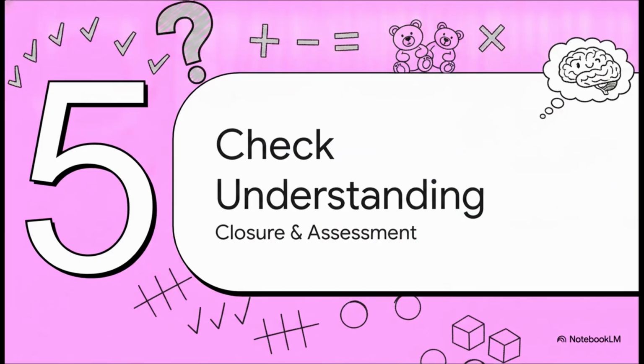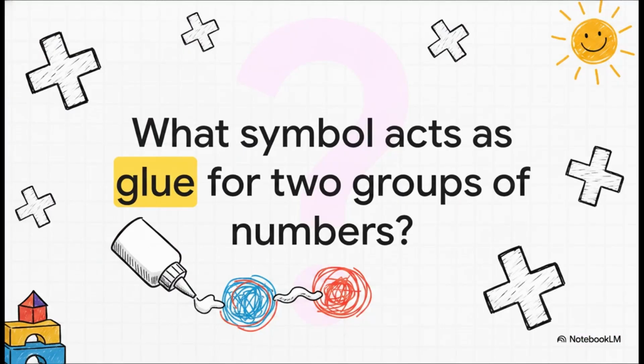Finally, we reach our last section, checking for understanding. We are now in the last 3 minutes of our 45-minute journey, the closure and assessment phase. The teacher does a reflective check by asking the class this specific question. What special math symbol do we use when we want to glue 2 groups of numbers together? By prompting everyone to simultaneously air-draw a plus sign, the teacher gets an immediate visual check of the entire room's retention.